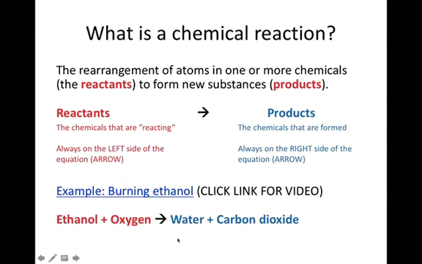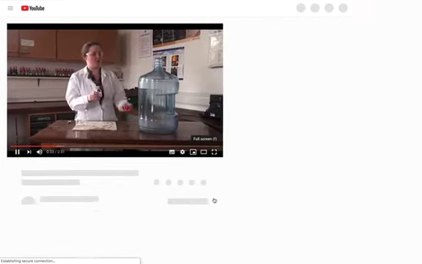Here's an example. This is just a word equation. I didn't do the chemical equation, but it's the same idea. You have ethanol plus oxygen. These are my reactants. And then we say yields when we have an arrow. Yields water and carbon dioxide. These are my products. What else is it going to yield? A lot of energy. So we're going to watch this little video. This is a fun little demo. If I were there, we would try to do it.